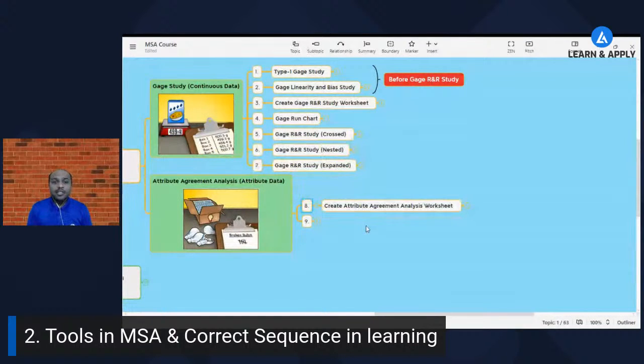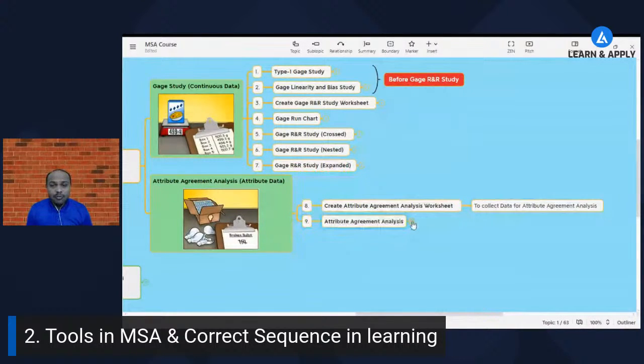Similar to the worksheet that we are going to create for performing the gauge R&R study, crossed, nested, or expanded, we need to create an attribute agreement analysis worksheet first to collect the data for attribute agreement analysis and to analyze it in a meaningful way. Once we collect the data, then we need to use this tool, attribute agreement analysis.